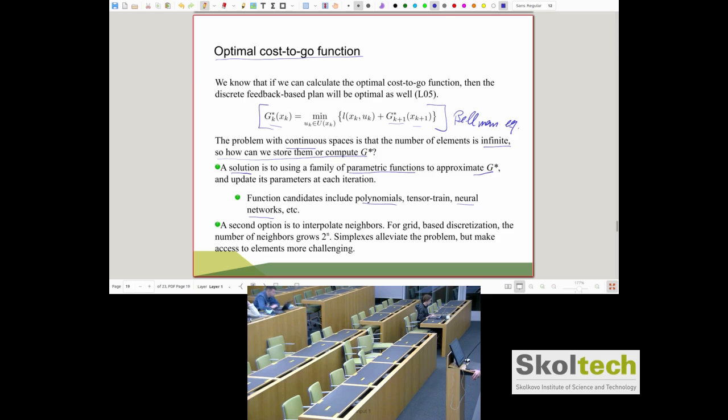If you have an optimal cost-to-go function now in continuous space, this is great, because the only thing you need to do is just calculate its gradient, right? And then we'll follow the direction. So this could be a policy, very easy to calculate.